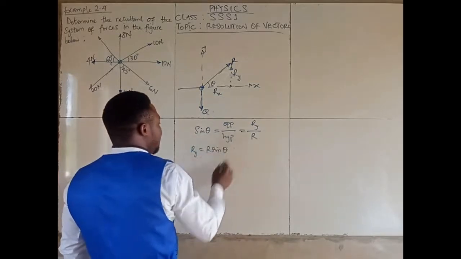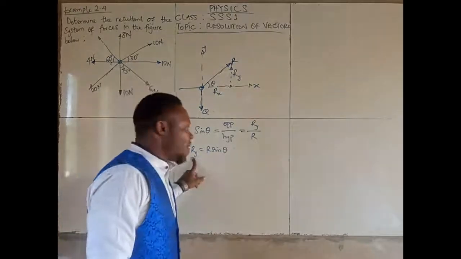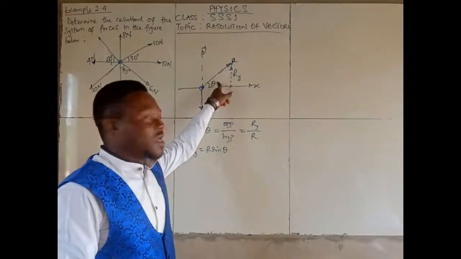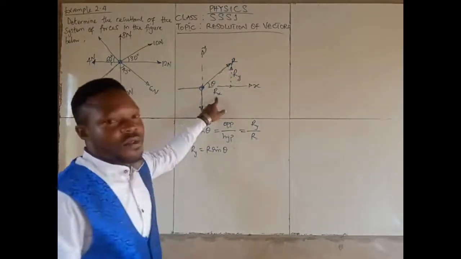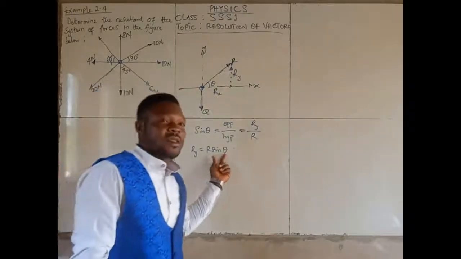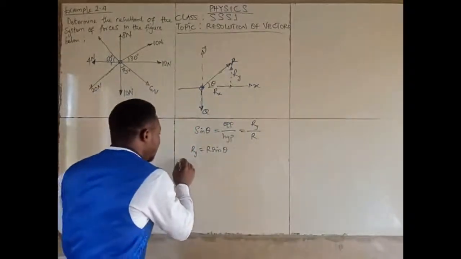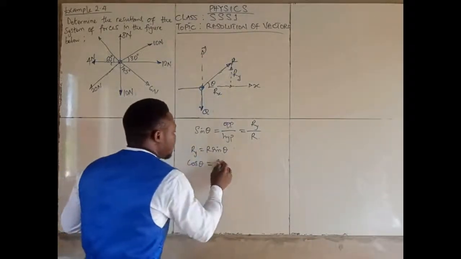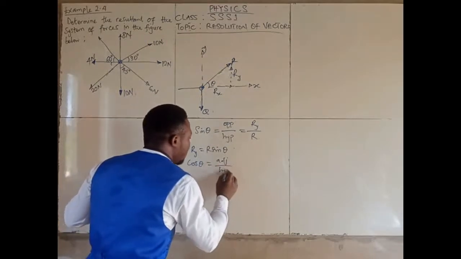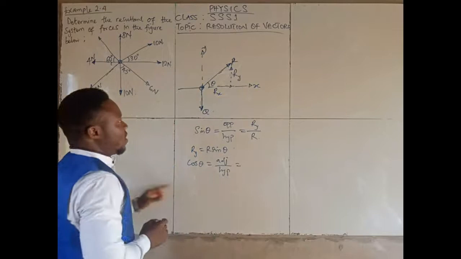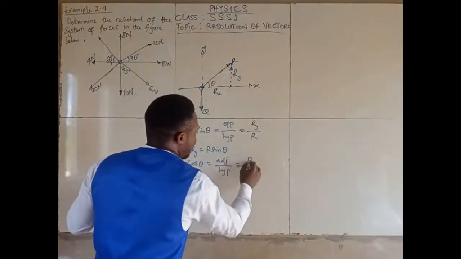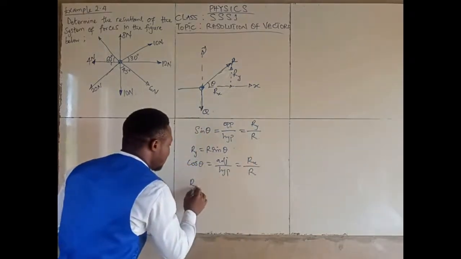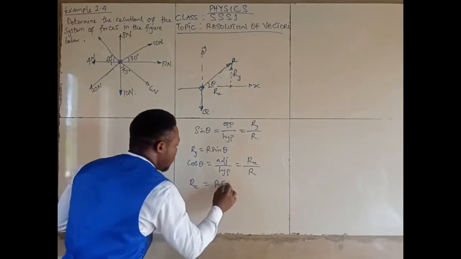Remember, it is not always that your Ry will be R sine theta. I told you the other day, it depends on where your angle belongs. If your angle falls here, then this will be the opposite, which means Rx will be the one carrying sine theta. Similarly, cos theta is adjacent over hypotenuse. The adjacent of this theta is Rx over the hypotenuse R. If you cross multiply, you get Rx equal to R cos theta.